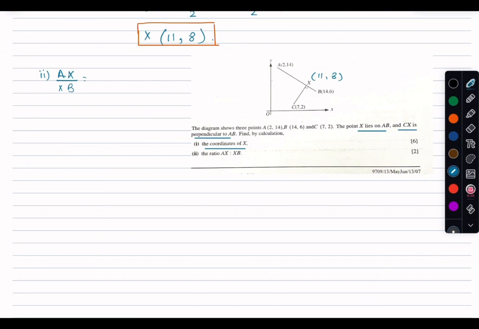I would suggest to get either their vertical distances or the horizontal distances between XB and XA. If I get the vertical distance, the vertical distance for AX is 14 minus 8, which is equal to 6. And the vertical distance between XB is going to be 8 minus 6, which equals 2. So it's just a 2 marks question, so not very lengthy working should be required. I have just taken their vertical distances.